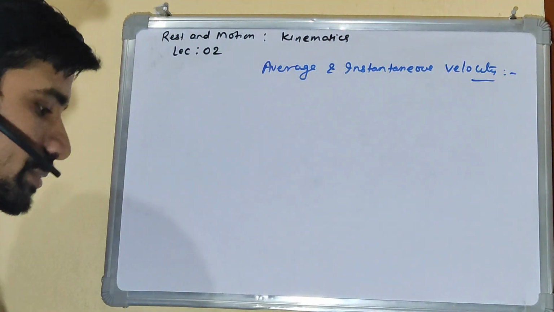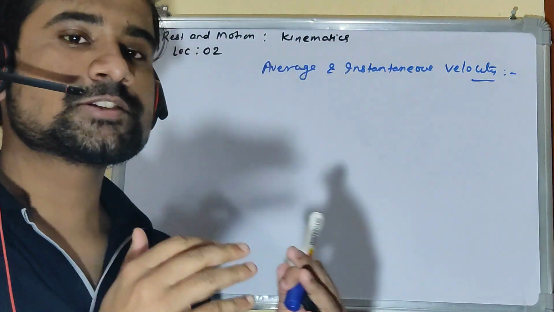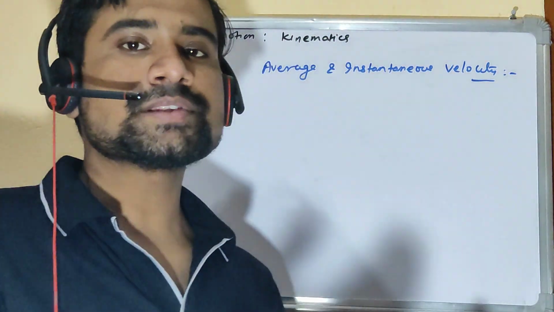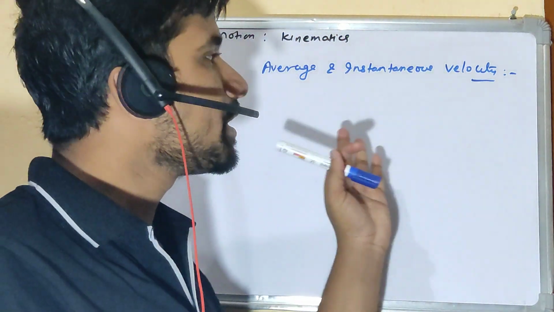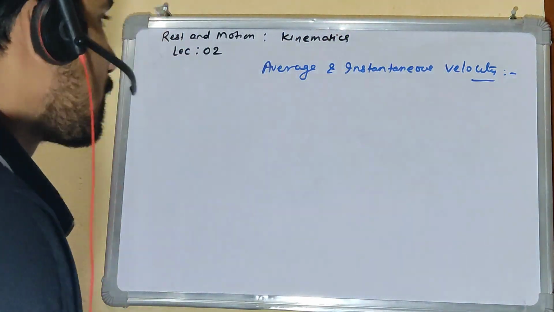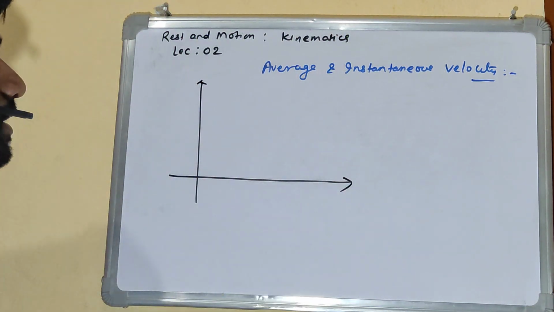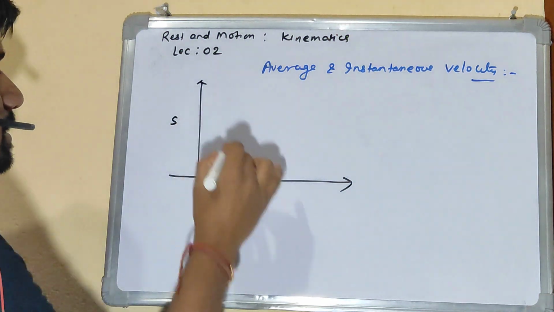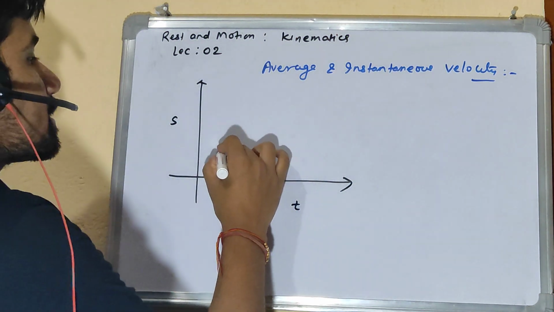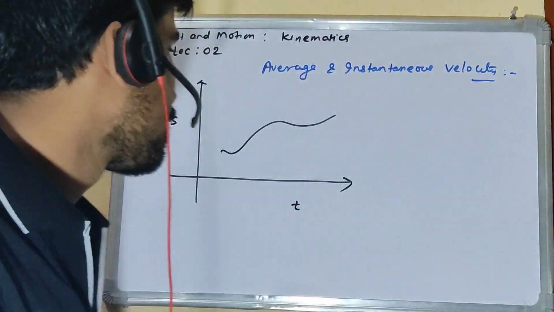So what does velocity mean to us? Velocity is the ratio of displacement to time, right? So displacement per unit time is nothing but velocity. But these terms, average and instantaneous velocity, let's discuss what these are. So let's say this is the nature of a displacement time graph. Let's say I'm representing displacement by s and time by t, and let's say this is how the displacement time graph looks for any object or a particle, right?